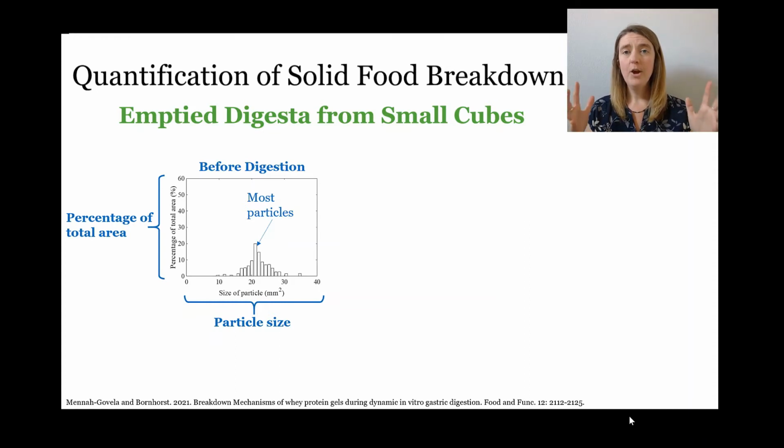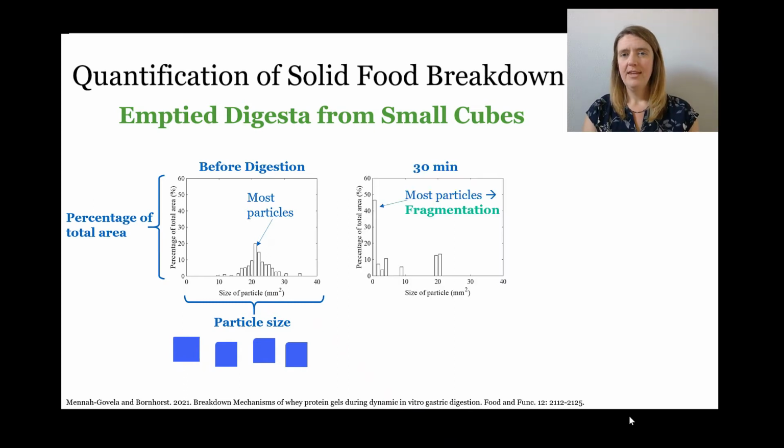To quantify our breakdown, here's an example from the empty digesta from small cubes. In this graph, we're looking at the histogram showing our percentage of total area on the y-axis with the particle size or particle area on the x-axis. And this is before digestion. So we can see here we have a unimodal distribution that's centered at around 20 millimeters squared for our small cubes.